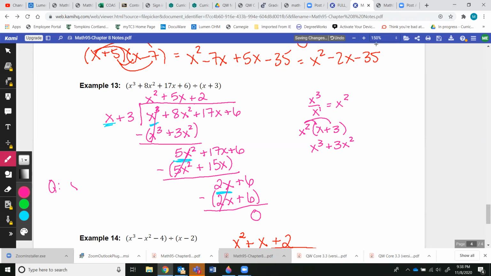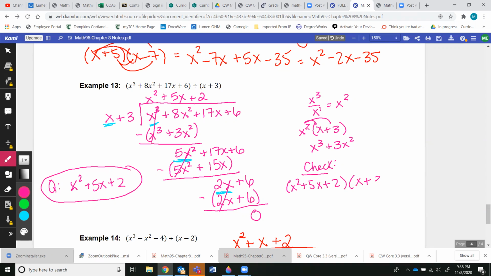So if it asks you for the remainder, you can put 0. If it just asks you for the answer, you don't need to include the remainder when it's 0. So your quotient is x squared plus 5x plus 2. Just a reminder that if you want to check it, you're going to multiply your quotient times your divisor. Use your multiplication rules. If you have a remainder, you need to add it, or subtract it if it's negative, here at the end to get back to what you started with. But since I have a remainder of 0, I won't need to do that.